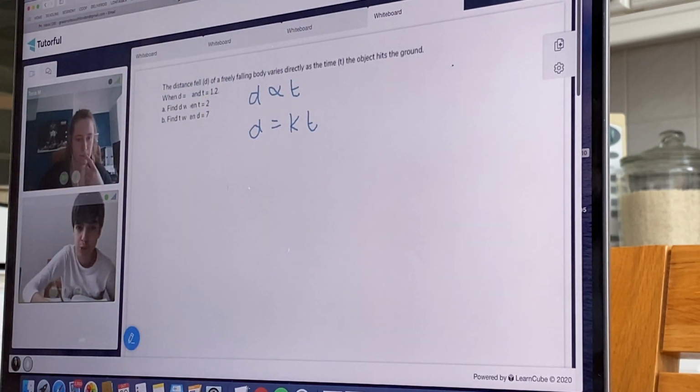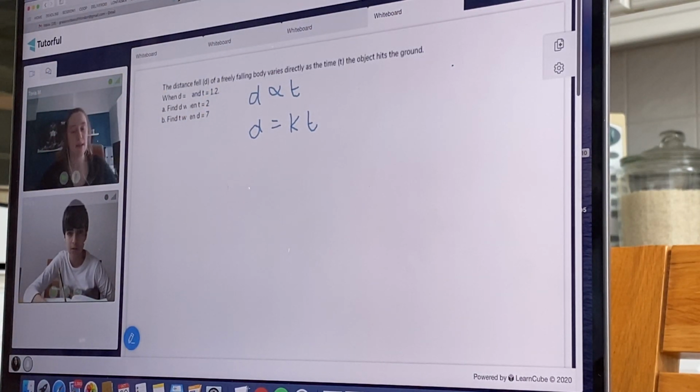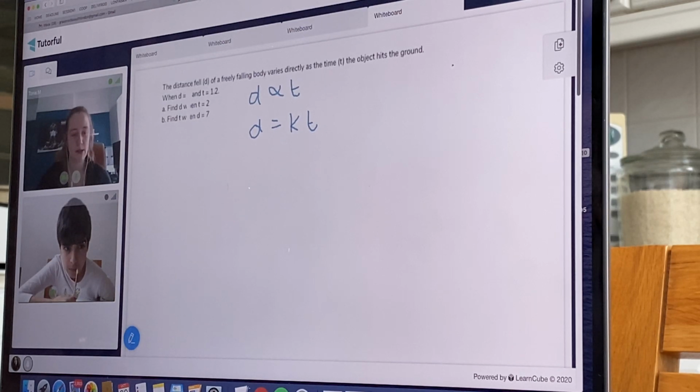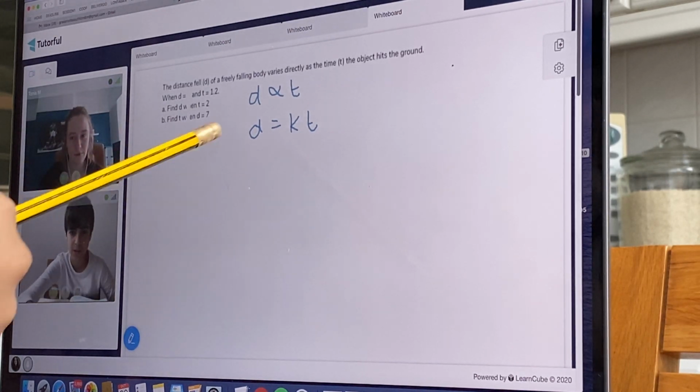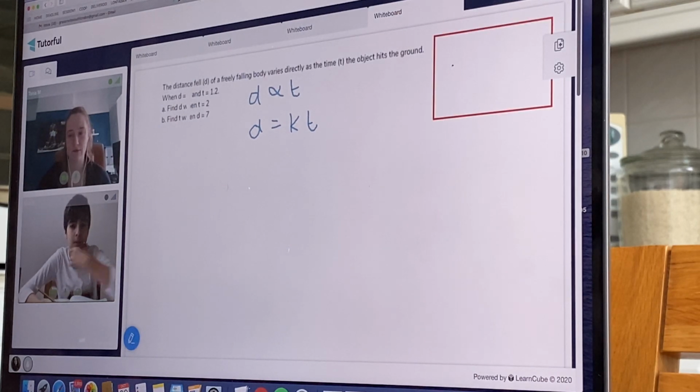Like d equals kt. Similar to d equals kt, but can you think of an equation that has distance and time in? A really famous equation, with letters, just like in physics. You might have done it in physics. F equals... You're thinking of F equals ma, aren't you? Yeah. Force is mass times acceleration.